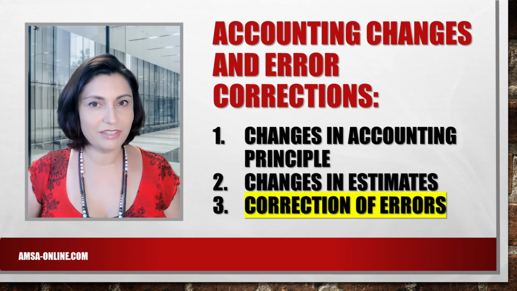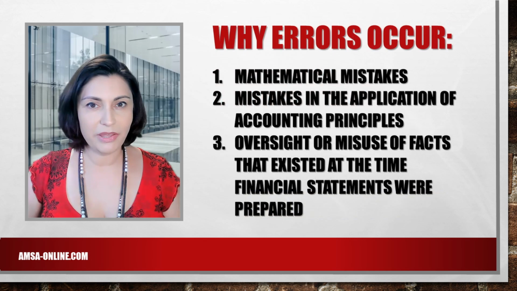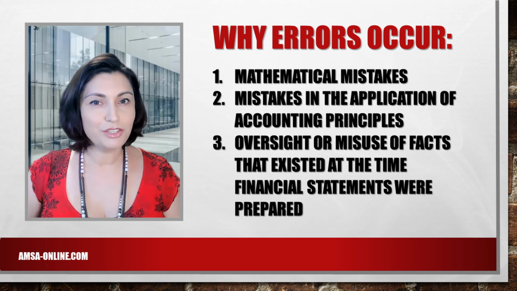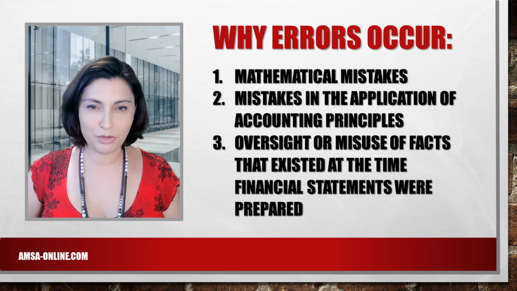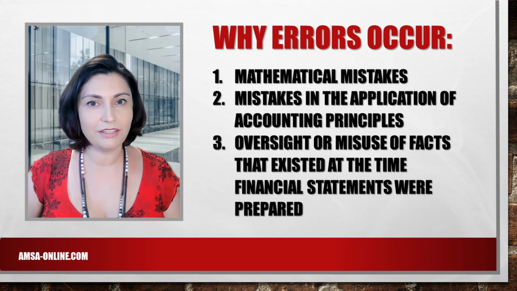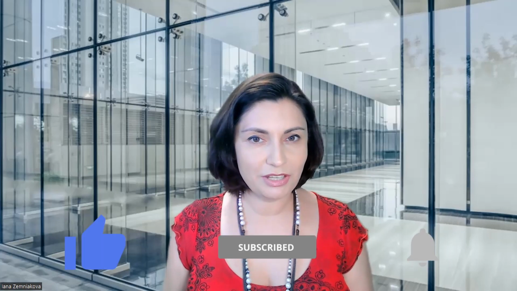The next part is the correction of errors. Errors occur as a result of the following: 1. Mathematical mistakes. 2. Mistakes in the application of accounting principles. And 3. Oversight or misuse of the facts that existed at the time financial statements were prepared. Examples include improper reporting of revenue, accounting for stock compensation, allowances for receivables, inventories, and other provisions.